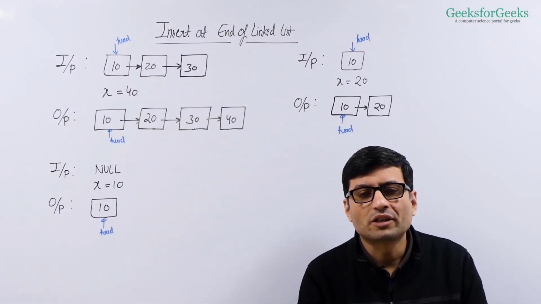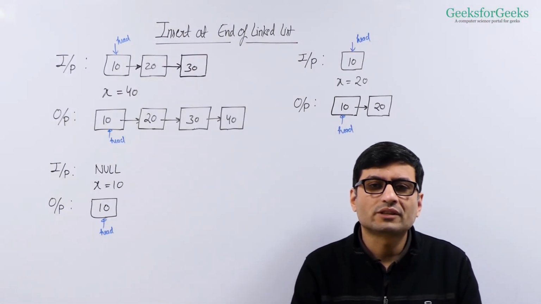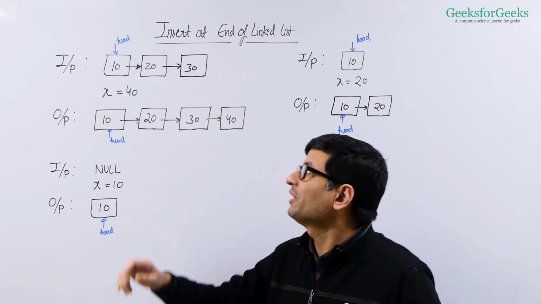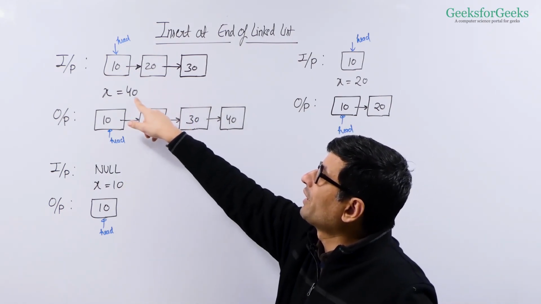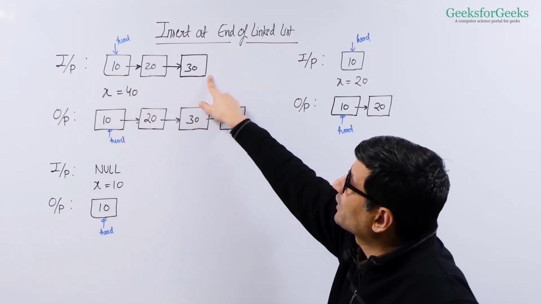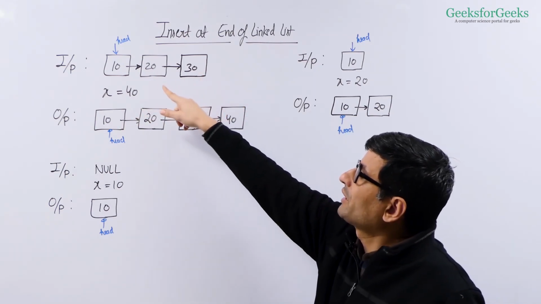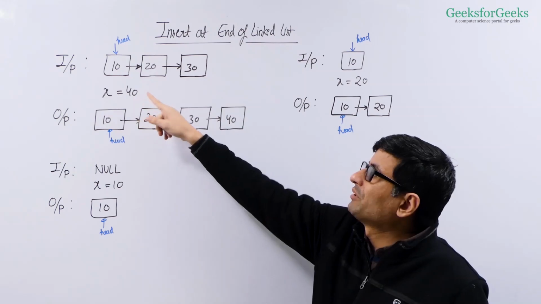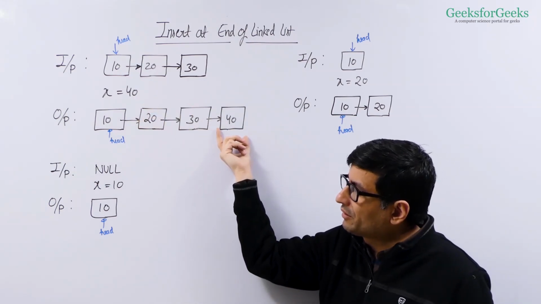Let us talk about insertion at the end of a singly linked list. We are given a singly linked list and a value. Our task is to insert this value at the end of the linked list. So in this linked list, we already have 10, 20, 30 and we want to insert 40. So 40 goes to the end.